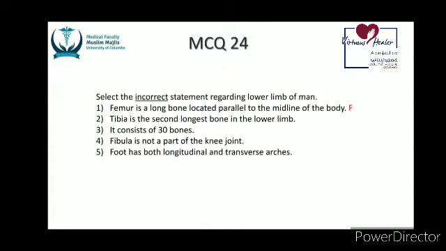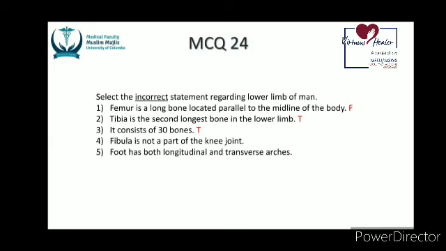Statement number 2. Tibia is the second longest bone in the lower limb. This statement is true. Femur is the longest bone in the human body and also in the lower limb, and tibia will be the second longest bone in the lower limb. Statement number 3. It consists of 30 bones. This is also true. Both the lower limb as well as the upper limb will consist of 30 bones.